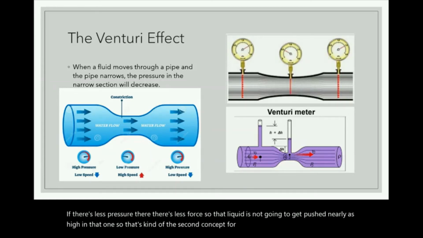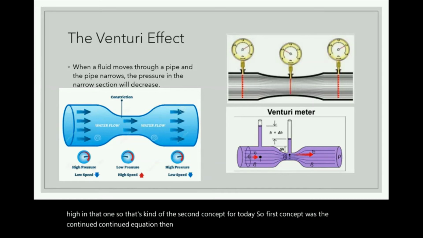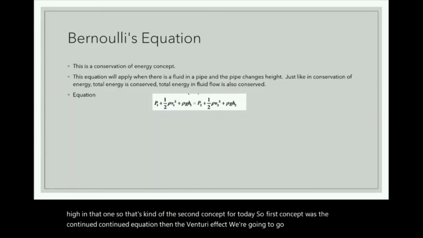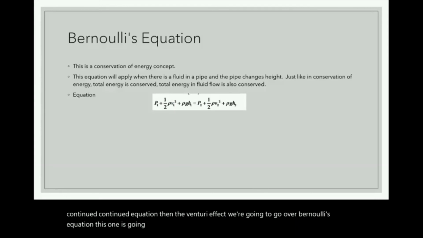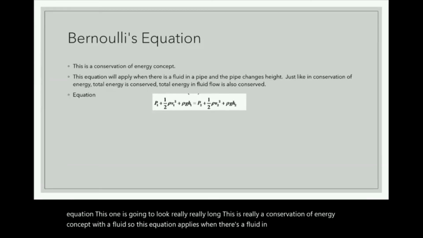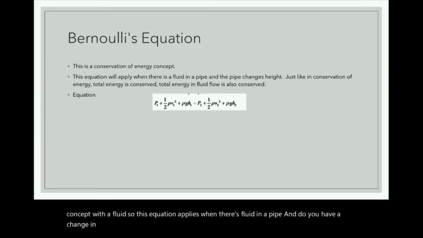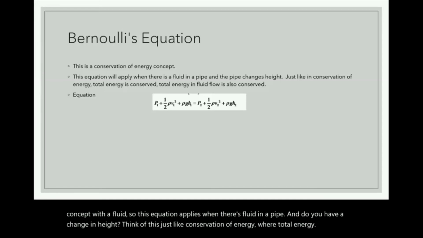So first concept was the continuity equation, then the Venturi effect. We're going to go over Bernoulli's equation. This one is going to look really, really long. This is really a conservation of energy concept with a fluid. So this equation applies when there's a fluid in a pipe and you have a change in height. Think of this just like conservation of energy, where total energy before and total energy after are conserved.